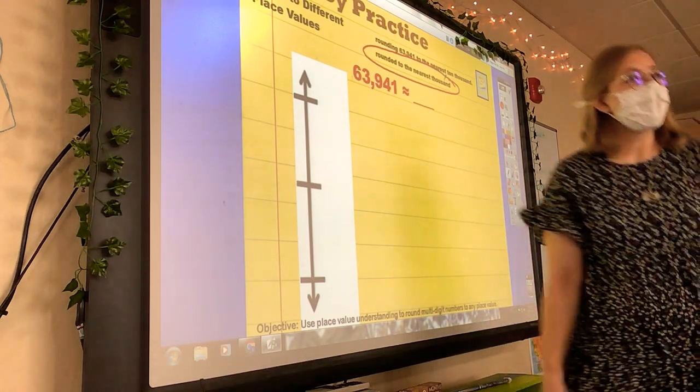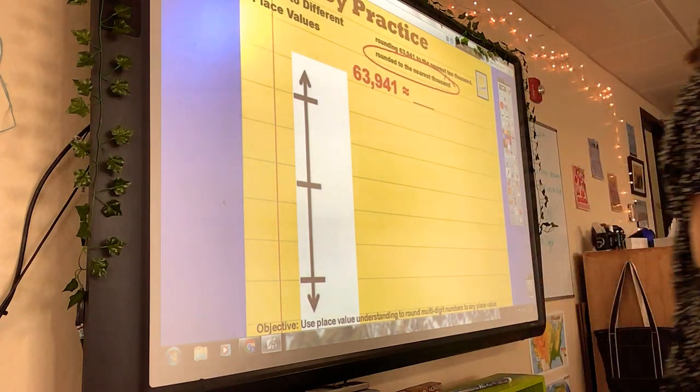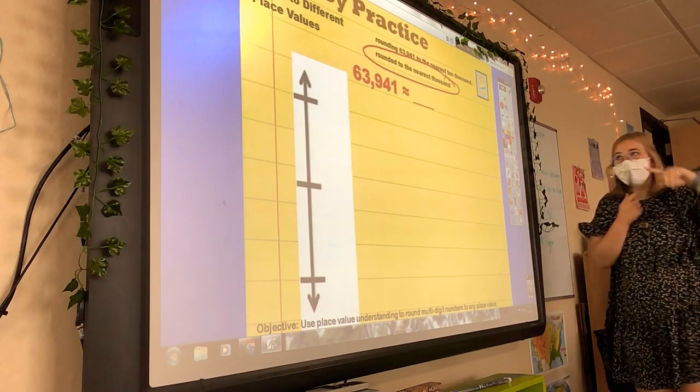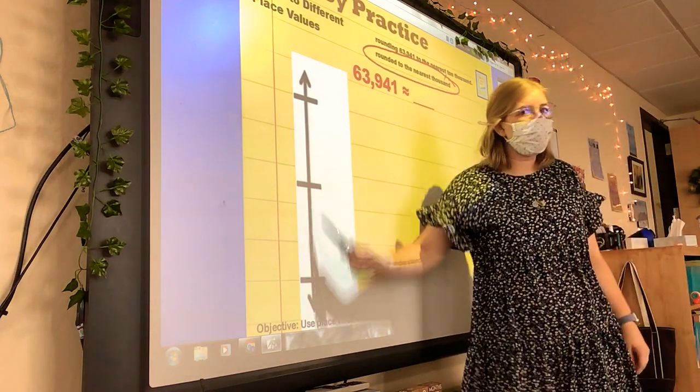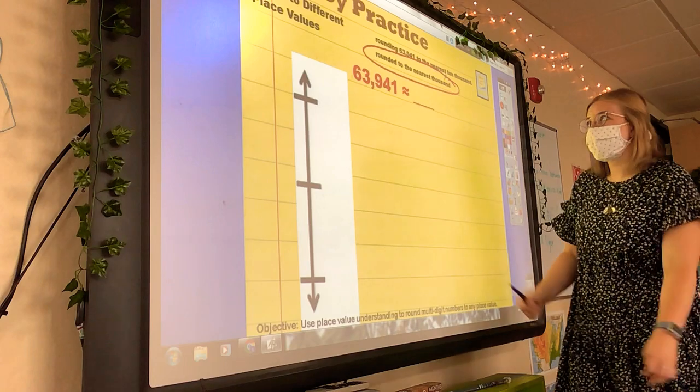All right. Give me 5, 4, 3, 2, 1, 0. That means stop talking. Look up here. Okay. So vertical number line. Everybody should have that on their whiteboard. If you don't have it, go ahead and put it now. All right, great. We're gonna round to the nearest thousand.